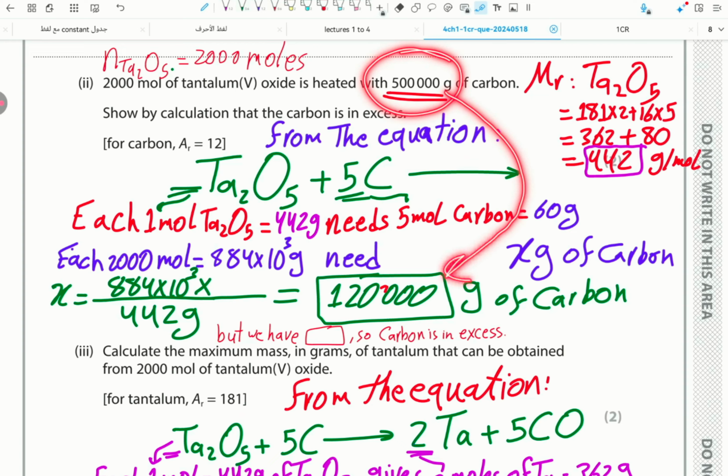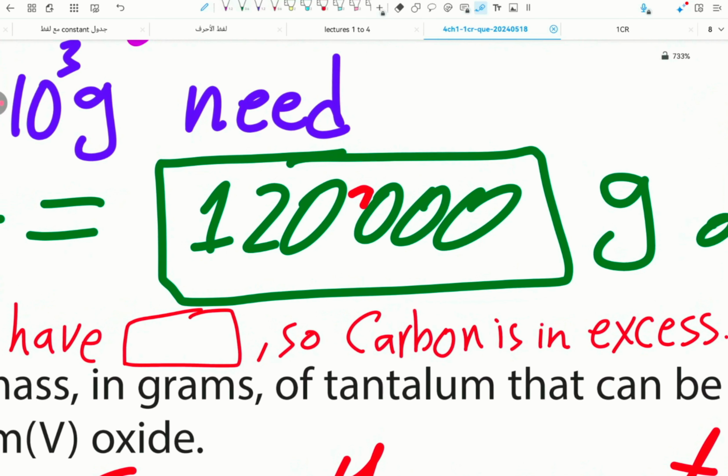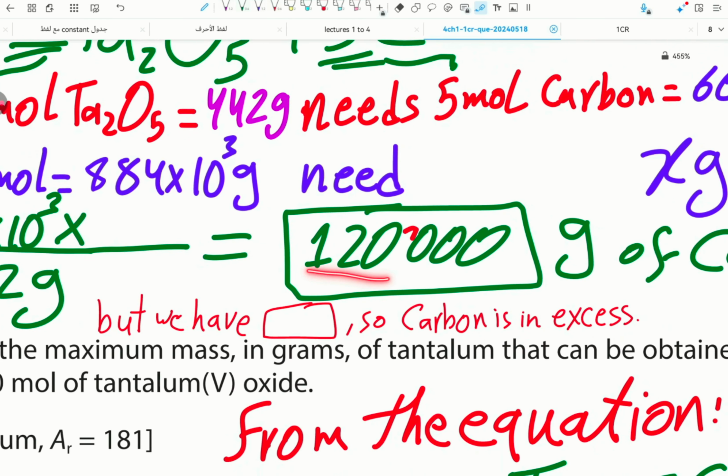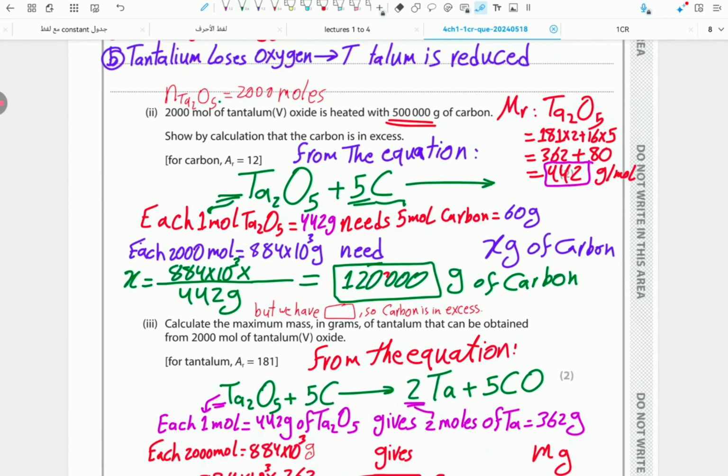But how much carbon do we have? We have 500,000 grams of carbon. So carbon is in excess. 120,000 will react, and the rest will stay as it is. This is the first way.